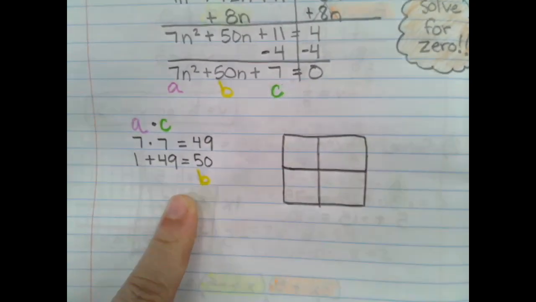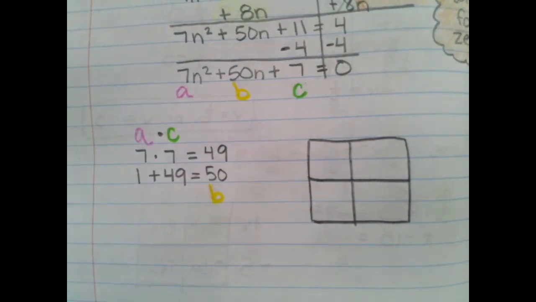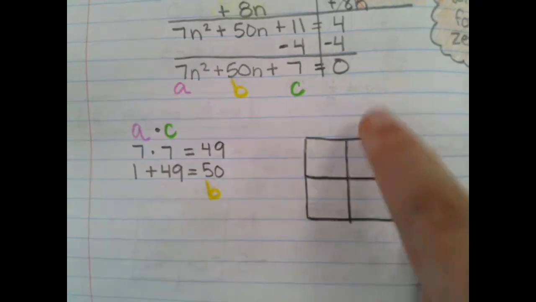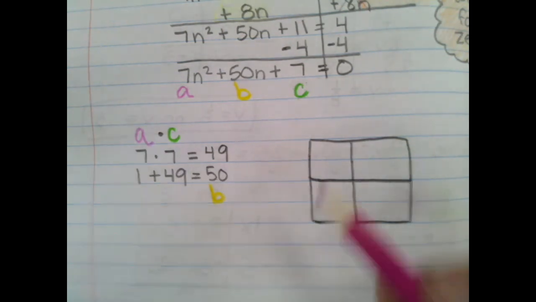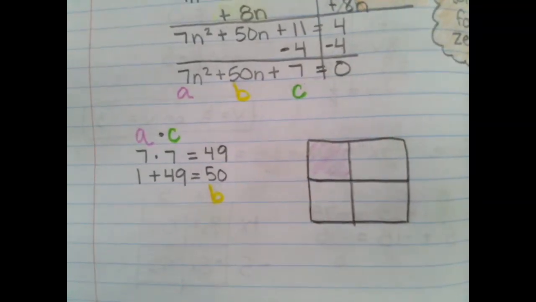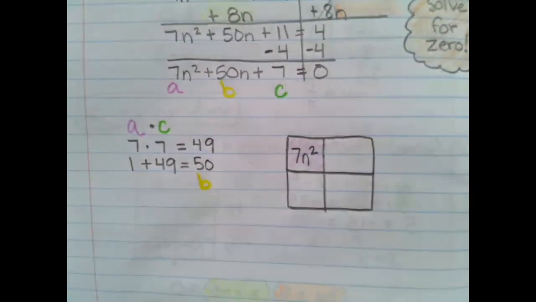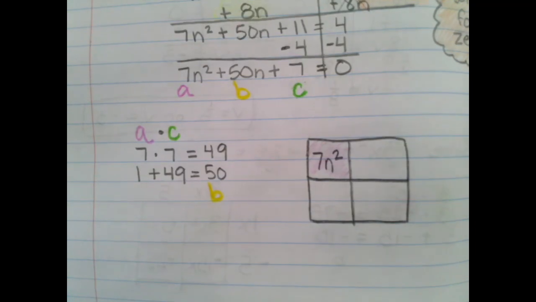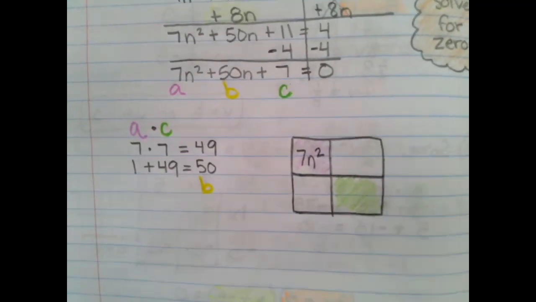Break it up into 4 parts because it's a quadratic. Quadratic means 4, but really it's only 3, so it's a trinomial. It's a little goofy. Alright, what do we got in that first box? Good, it's our A, 7n squared. What goes in that last box? Good, the C, which is 7.